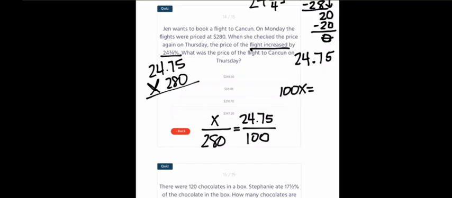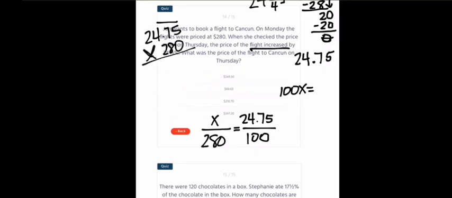$280. We want to find 24.75% of that. When we find this 24.75%, we're going to add it to 280 because it says that it increased by that much. So I just want you to know where we're headed. We're going to solve for x, but then we have to add that number to 280. So 100 times x is 100x, and 24.75 times 280. Hold on, I didn't give myself enough space there.